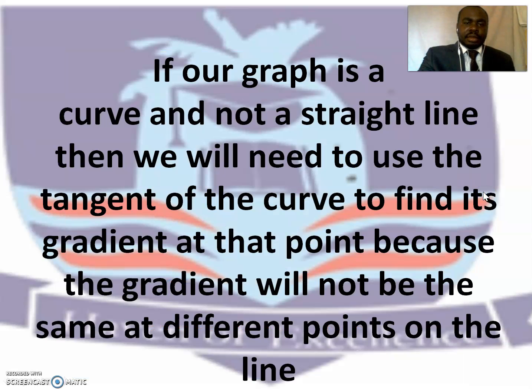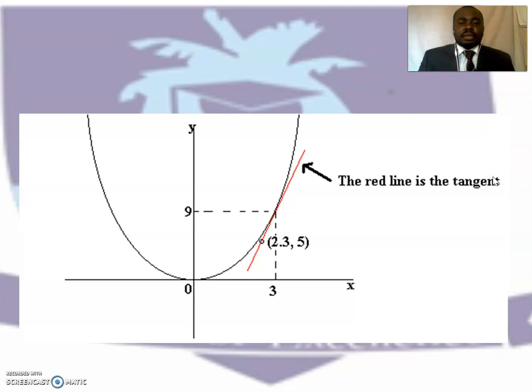However, if our graph is a curve and not a straight line, then how do we find the gradient? In this case, the gradient is not a constant anymore. So at any point that we want to find the gradient, we need to use a tangent of the curve at that point and find the gradient of the tangent. However, looking at this graph, the tangent at this point will be different from the tangent at this point, and that will be different from the tangent at this point.